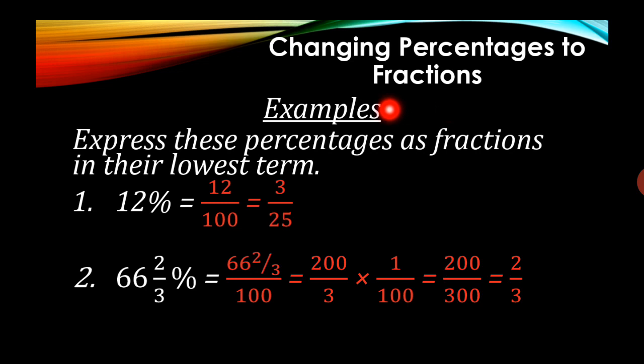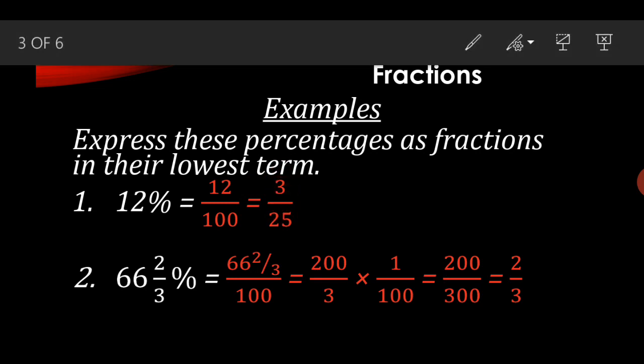Now we are asked to change these percentages to fractions. The example says express these percentages as fractions in their lowest terms. Look at this, 12%. We should express 12% as a fraction in its lowest form. Now that means 12 over 100. That gives us 3 over 25. How do we get 3 over 25? We have 4 in 12 gives us 3, and 4 in 100 gives us 25.